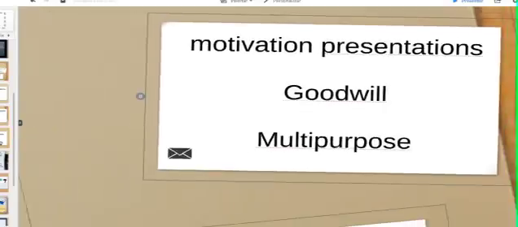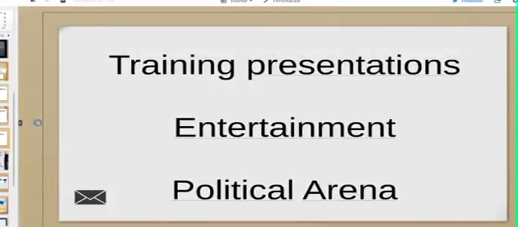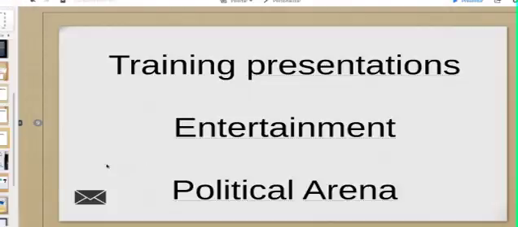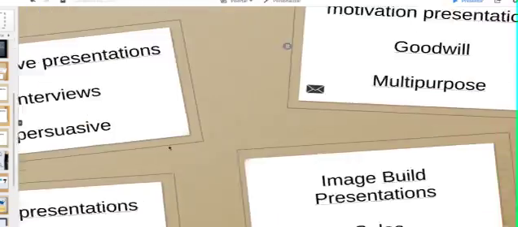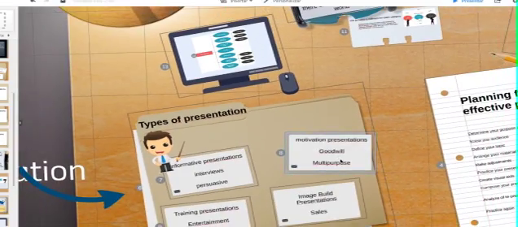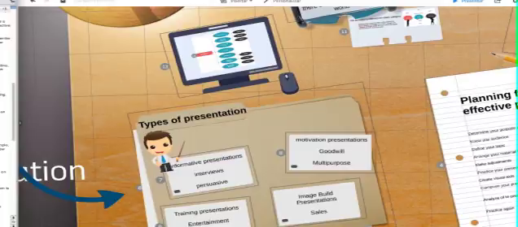Next is the instructional presentation, the form you use to make presentations that deliver new skills or specific directions to others.